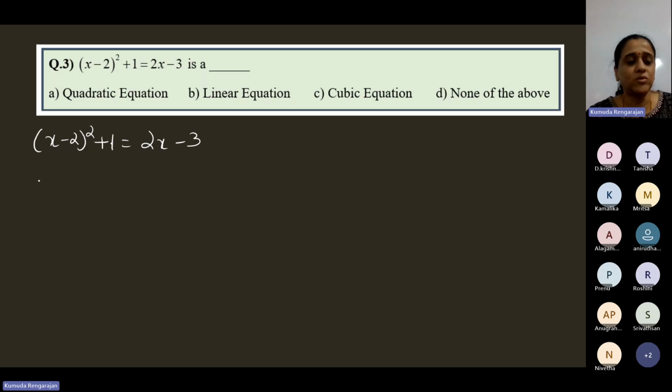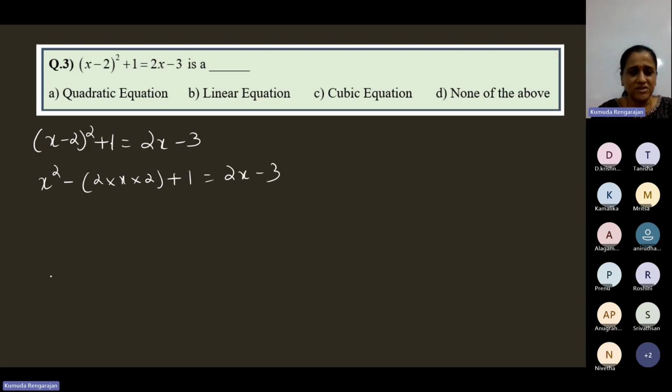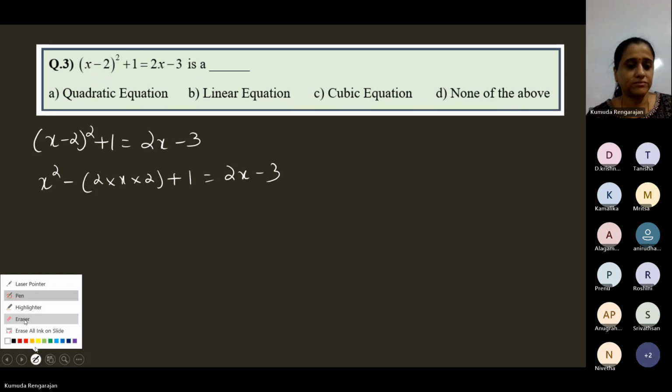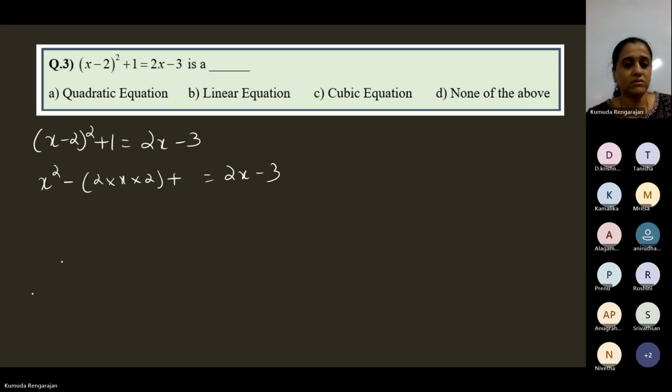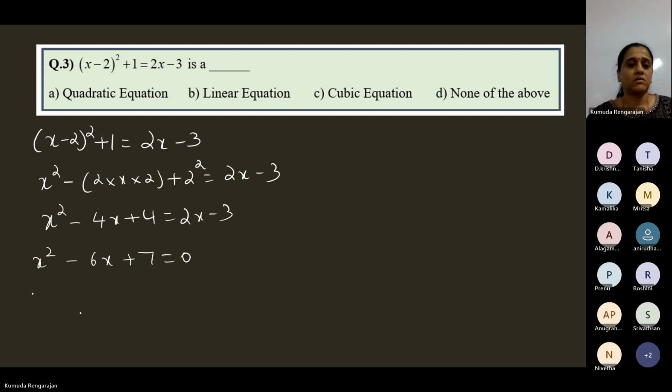So (a minus b) whole squared is a squared minus 2 into a into b plus b squared, is equal to 2x minus 3. This is rough work. At this stage, if you feel it is quadratic, you can just choose the option, but I'm working it completely. So a squared minus 2ab plus b squared. So it is quadratic.